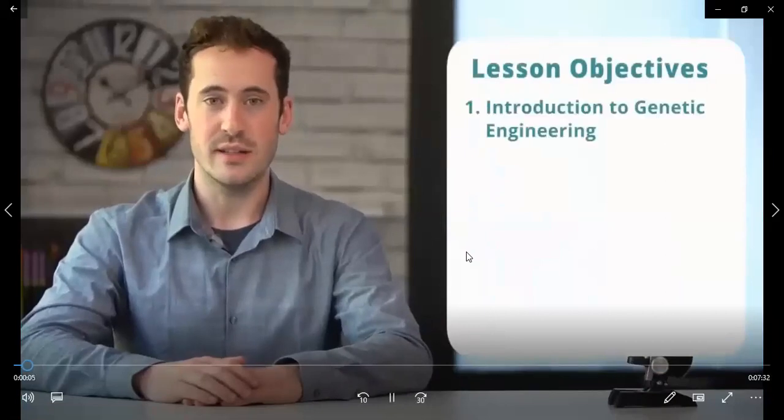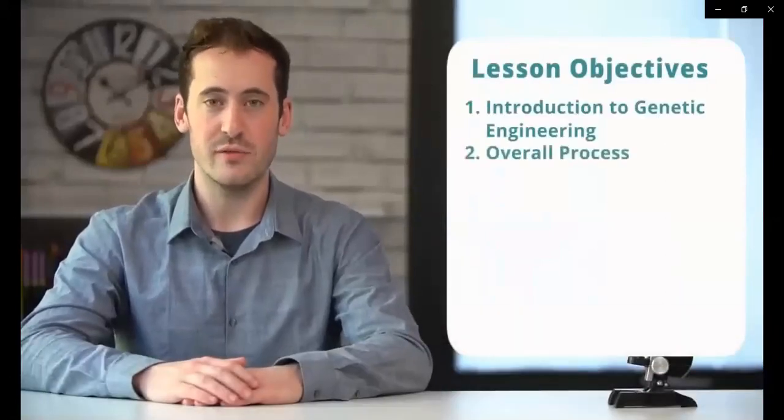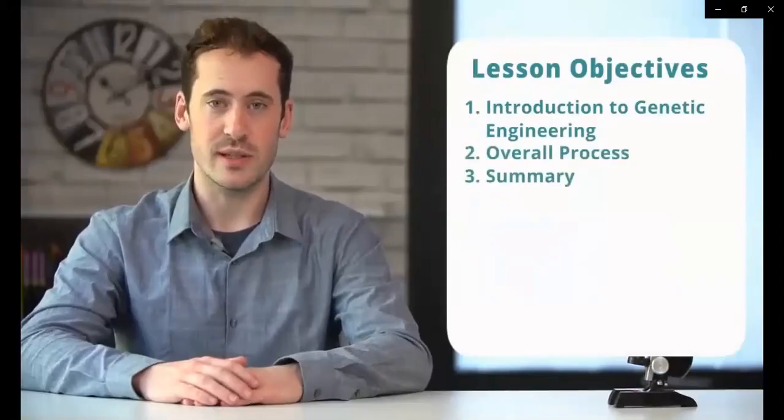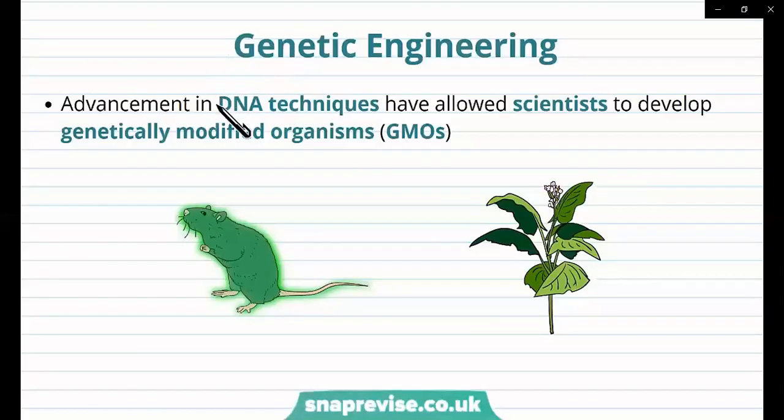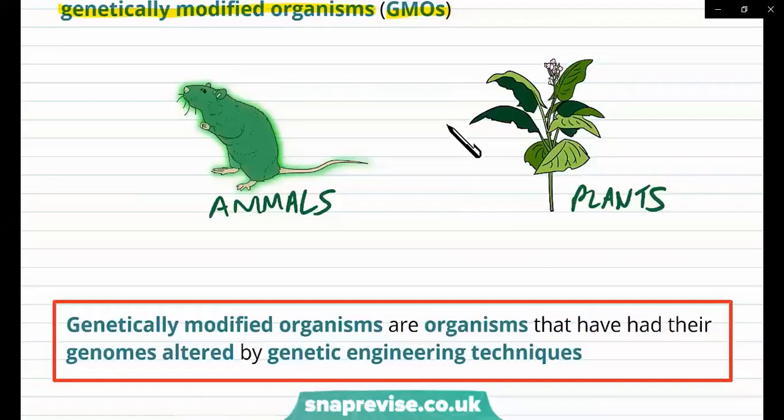Hi guys, in this video we'll be looking at an introduction to genetic engineering, the overall process, and then we'll finish with a summary. So with our advancement in DNA techniques, we've begun to discover ways of genetically modifying organisms. A genetically modified organism is sometimes written as GMO, and this can refer to both animals and plants. So for example, some animals that have been genetically modified include mice or rats, and we've got several examples of genetically modified plants that we use as well.